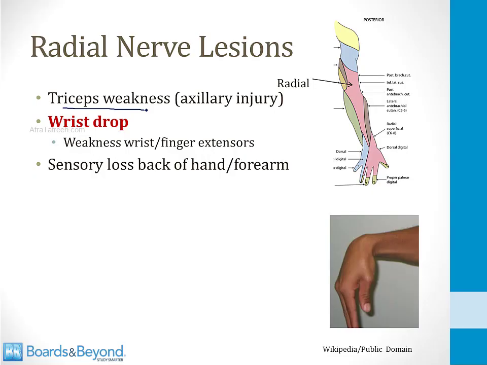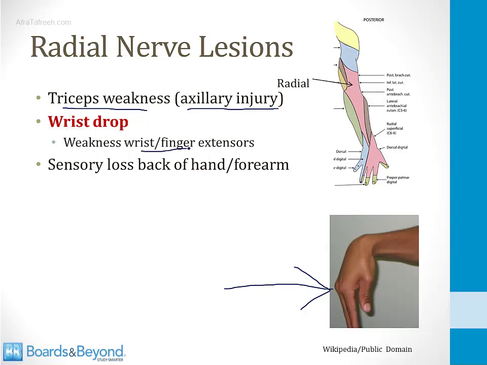This especially happens when the injury to the radial nerve is high up in the axillary area. Remember that the triceps extends at the elbow, so this is going to present as difficulty extending at the elbow. And then, as I told you on the last slide, wrist drop is a classic finding in a radial nerve lesion that's shown on the screen here. That's because of weakness of the wrist and finger extensors.